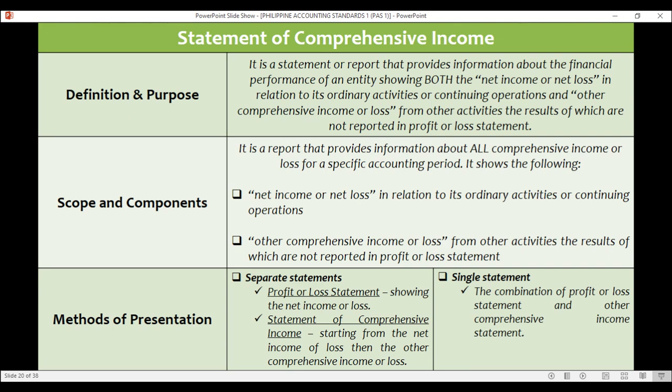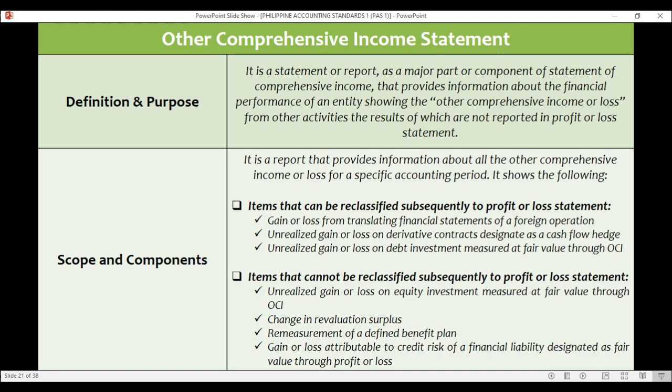Wherein we start with the net income or loss for the accounting period, then down with the other comprehensive income items. When we say single statement, regardless of the item, whether related to profit or loss or other comprehensive income, it should be prepared in a one statement manner. So it is up to the entity on how they are going to present the statement of comprehensive income. But I prefer separate statement.